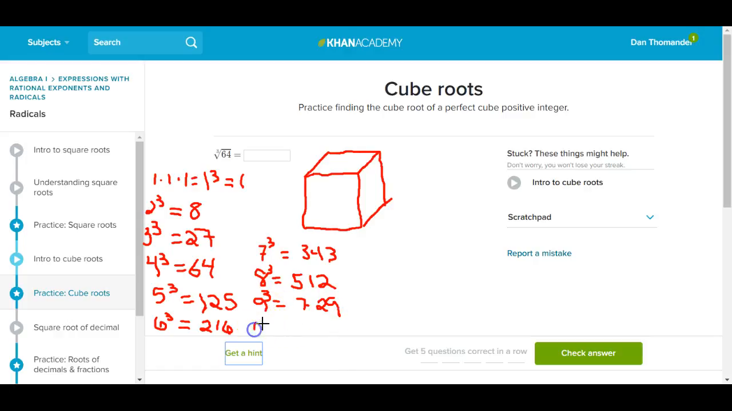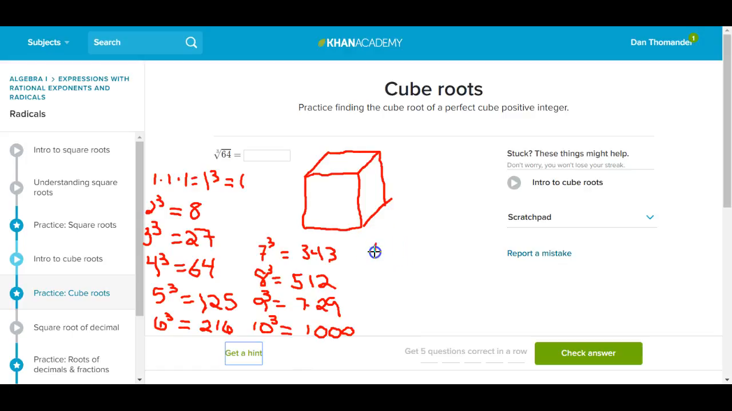10 cubed. 10 times 10 is 100. 100 times 10 is 1,000. So 10 cubed is 1,000. By the way, for tens raised to any power, if you count the zeros, that tells you what power it's been raised to. So 1,000 is 10 cubed.